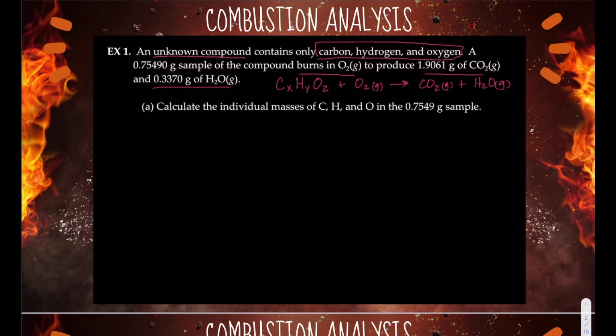All right, now we're going to take a look at part A: calculate the individual masses of carbon, hydrogen, and oxygen in the original sample of 0.7549 grams. So we're going to start by solving for carbon, the first element listed here. If you examine the compounds, there are 2 compounds that contain carbon. One is the unknown compound, which we do not have the formula for, and the other one is carbon dioxide. We know the formula of carbon dioxide is CO2, and we're given the amount of carbon dioxide in grams. We're going to use the given value of carbon dioxide to determine the amount of carbon present in this reaction.